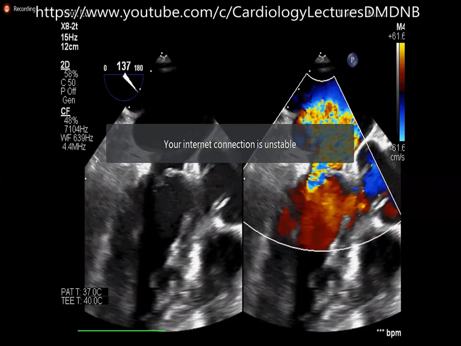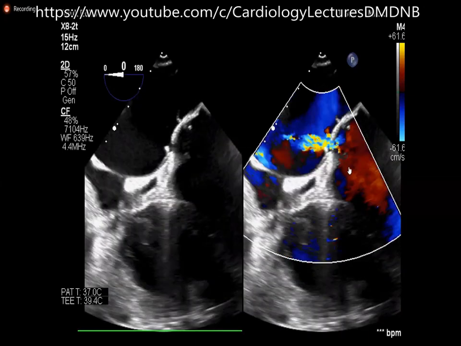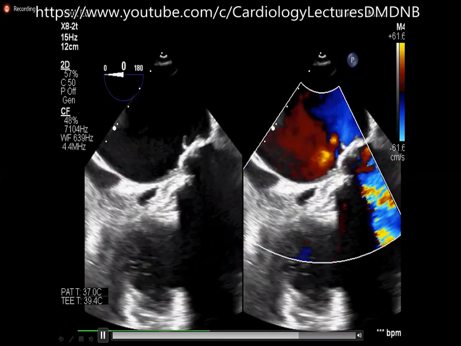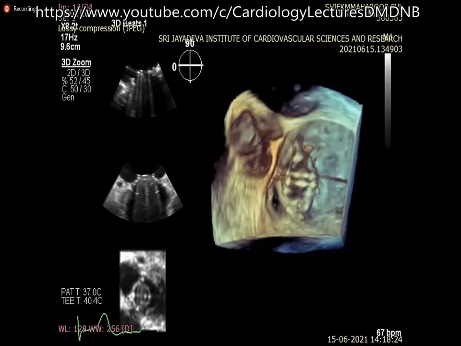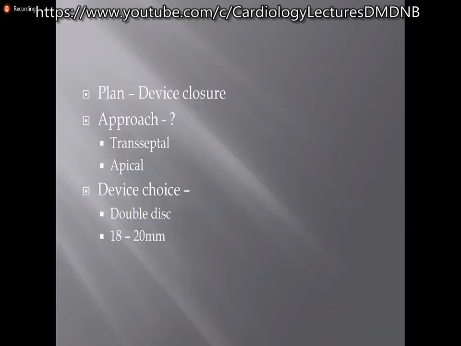So there were two commissures, one anterolateral and one posteromedial, and regurgitation through the orifice was insignificant. This is 3D TE on the LA side. So the plan was obviously a device closure.